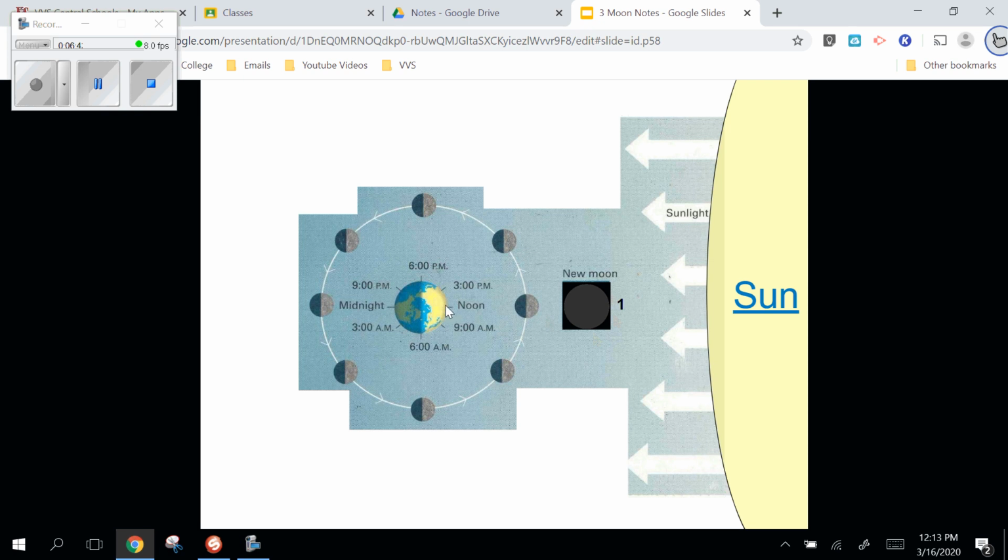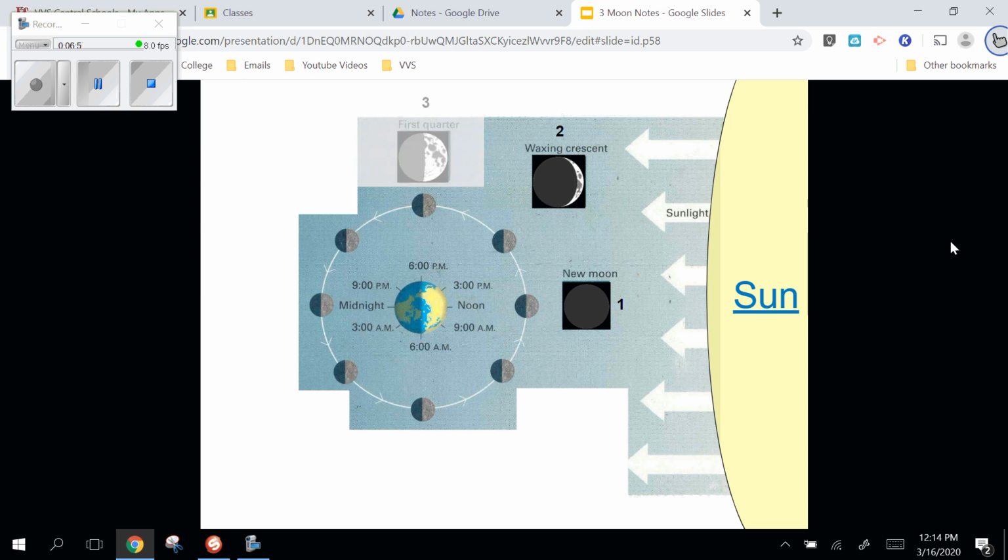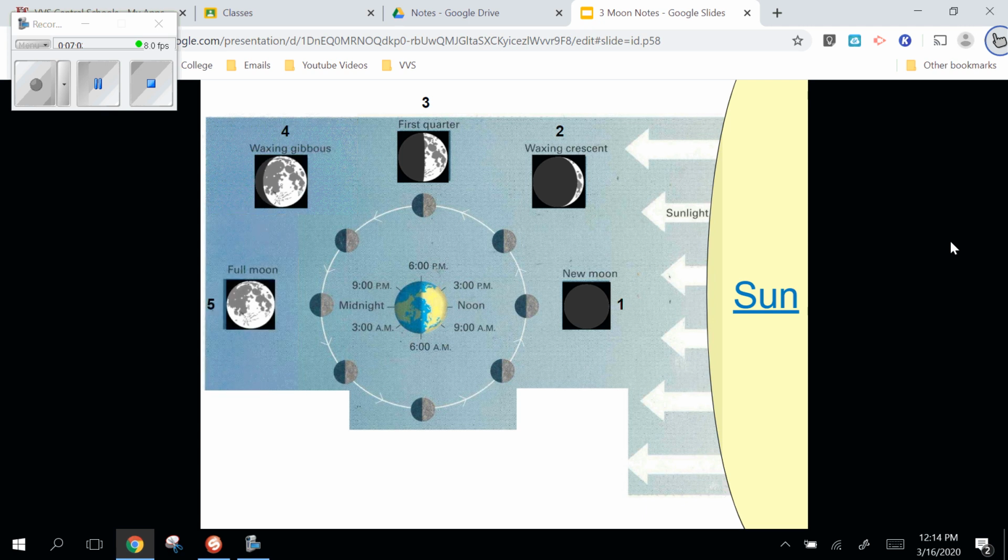And this is what we see. If we're on the Earth here looking at the moon, we see the dark portion. We see the entire dark side. And then as we go counterclockwise, we see a little more. That's called a waxing crescent. We see more. That's called the first quarter. We see more. That's called the waxing gibbous. Until eventually we see the entire lit up half. That's as much as we can possibly see. That's our full moon.